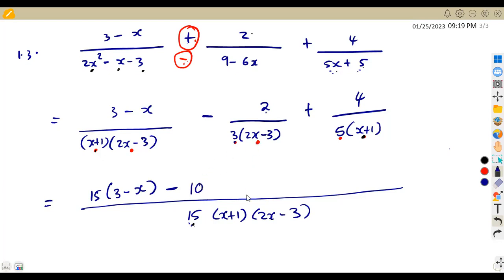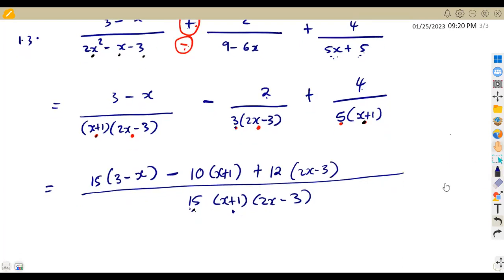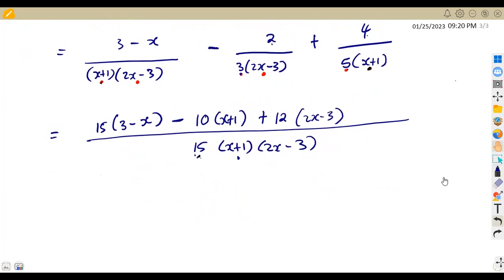Okay, let's move on to the brackets. 2x minus 3, 2x minus 3 will cancel. That means you remain with x plus 1. So this is going to be x plus 1. All right, plus, you do the same, 15 divided by 5. That is 3. The 3 multiplies the 4. 3 times 4, that is 12. And x plus 1 will cancel. You remain with 2x minus 3 because these are the same, so they will cancel. So that's what you're going to have at this stage.